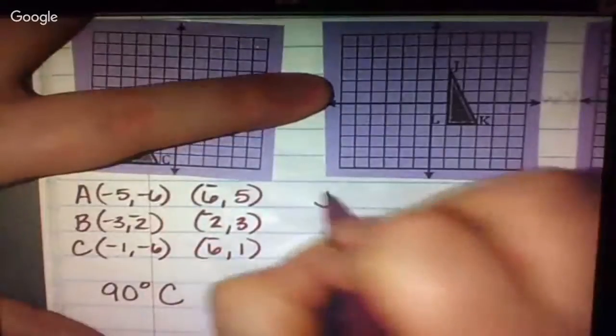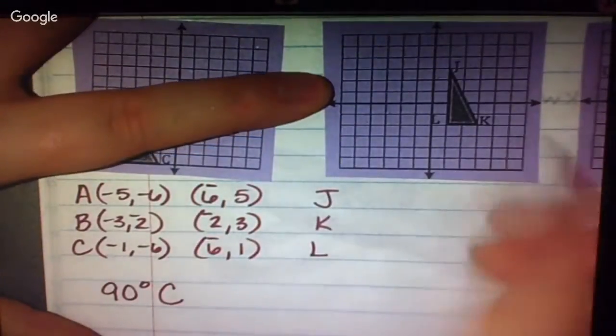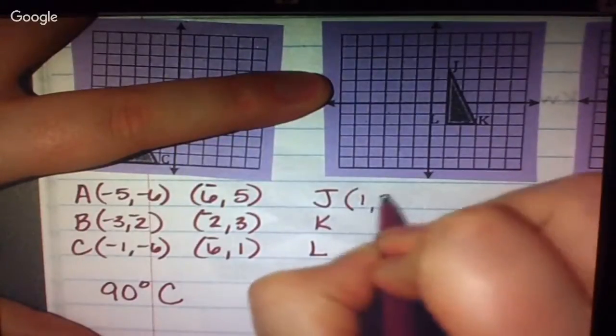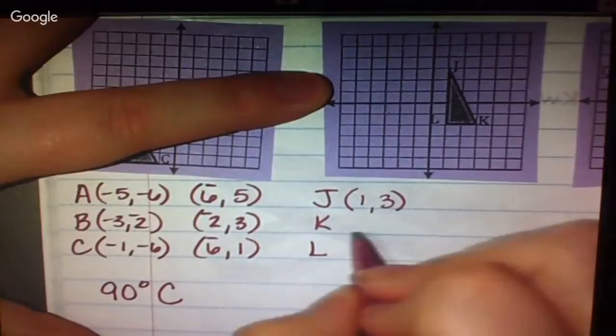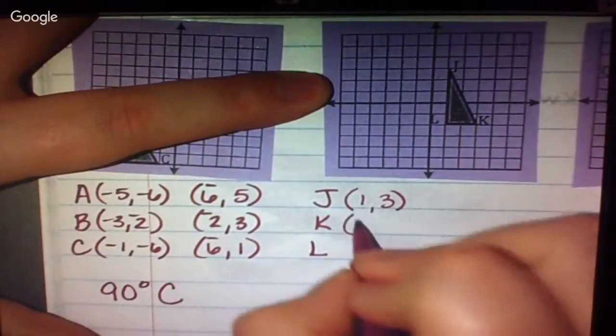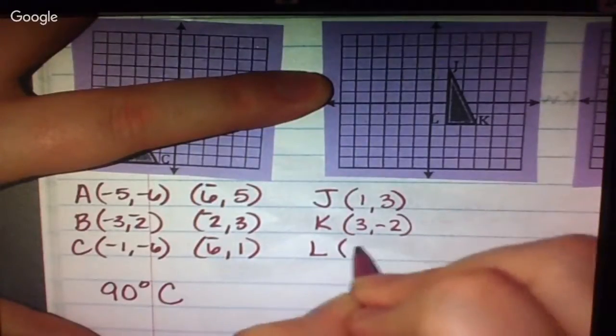Okay, so let's move over to this one. We've got J, K, and L. J is at 1, 3. K is at 3, negative 2. And L is at 1, negative 2.